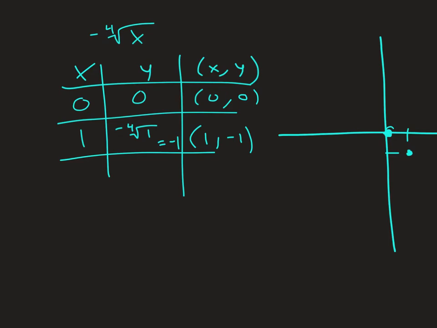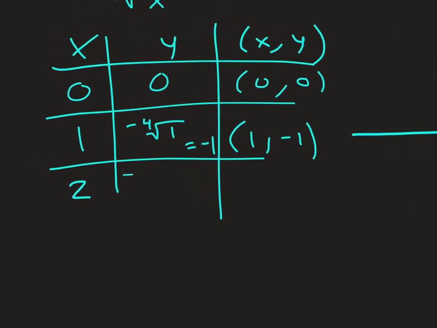Sure. So we have the negative fourth root of 2. We don't know what the fourth root of 2 is, but we can definitely put it into our calculator. So the fourth root of 2 is 1.189. So this would be negative 1.189. We can round it to 1.2 since it's closer to 1.2. So we plugged in 2 and got negative 1.2.